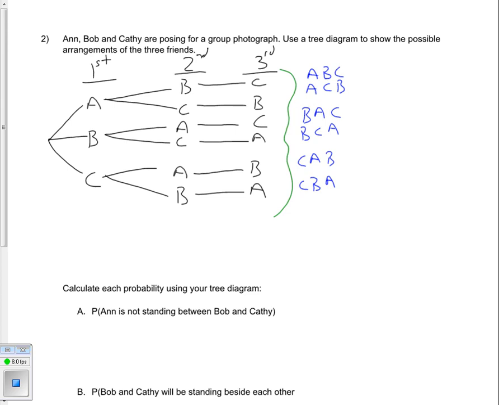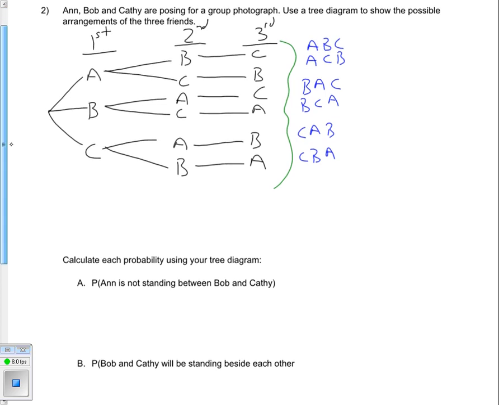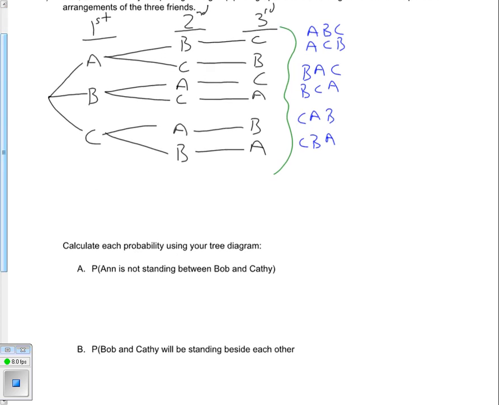We're going to use this tree diagram that we've created to answer parts A and B that are underneath here. So let's scroll up just a little bit. Part A says calculate each probability using your tree diagram. We've already created the tree diagram and the master list of probabilities on the right-hand side. Part A says calculate the probability that Anne is not standing between Bob and Kathy. That means the probability that Bob and Kathy are actually standing side by side.